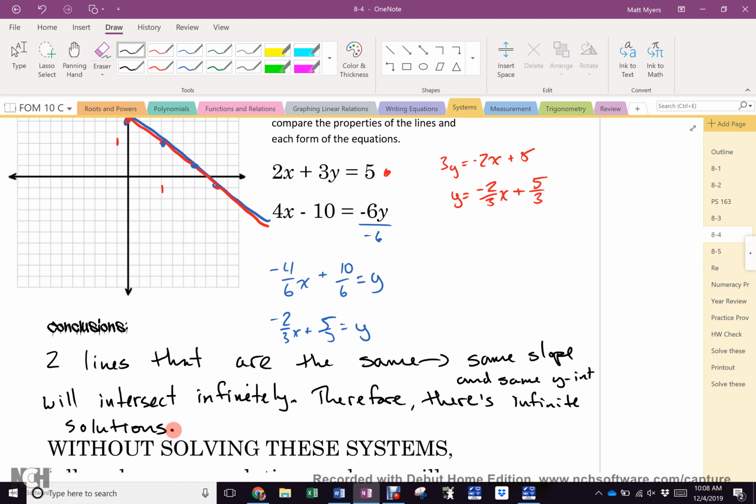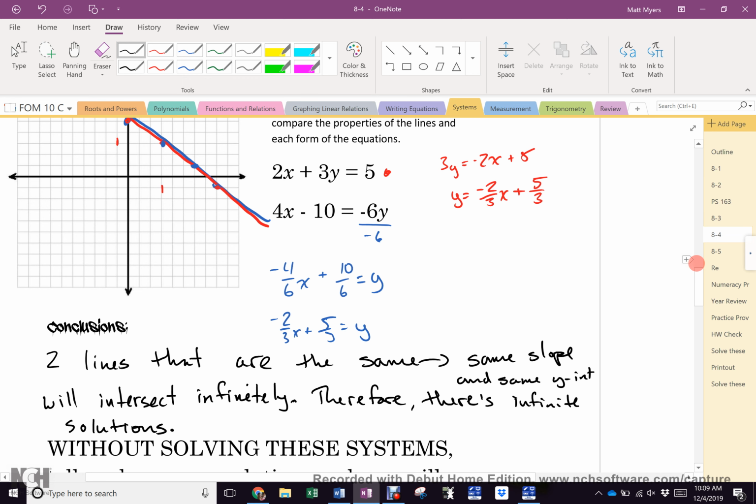What property of these equations or the lines tells us which of those 3 choices we have? Slopes are the first thing that will tell us 0 or 1, and then the y-intercept will tell us if it is infinite. If the slopes are the same, do we have to check the y-intercept? Yes. If the slopes are different, do we have to check the y-intercept? No, because once slopes are different, you know you're going to have a solution, right?